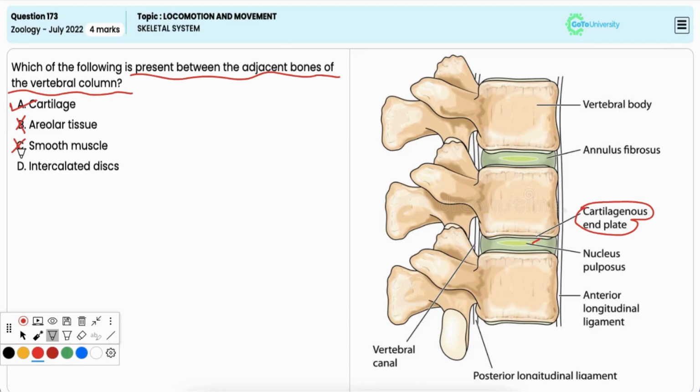Option D, intercalated disc. It is also incorrect. These are specialized connections between cardiac muscle cells.